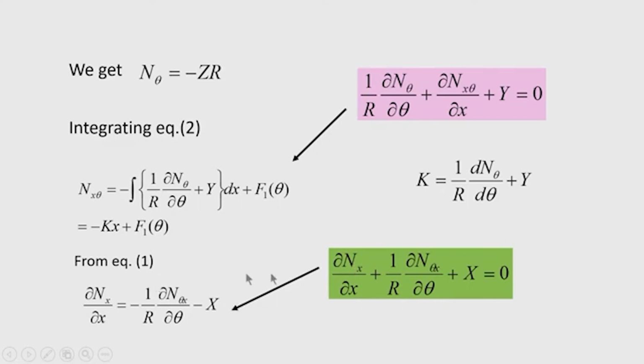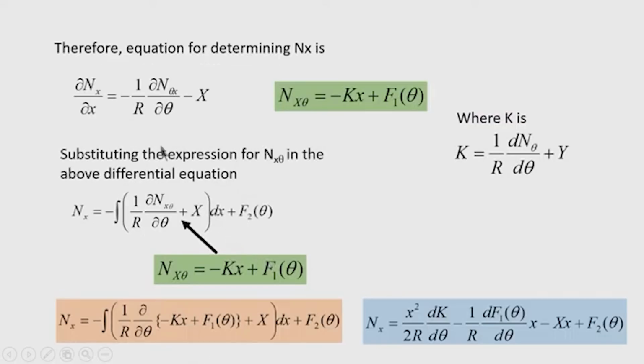So, you can substitute this del N x by del x, which is kept on the left hand side. On the right hand side, the quantity 1 by r del N theta x by del theta is transferred with a negative sign, and also plus X is transferred with a negative sign. So, now this expression has to be integrated. Integrating this expression, one can obtain N x equal to integration of 1 by r del N x theta by del theta plus X, integration with respect to dx, plus f 2 theta. f 2 theta is another constant of integration.